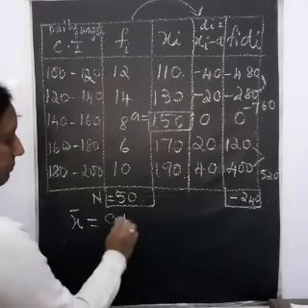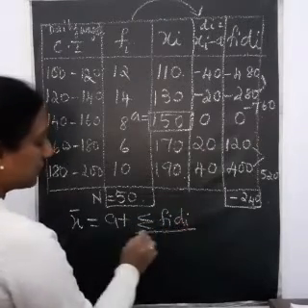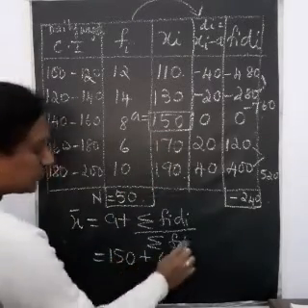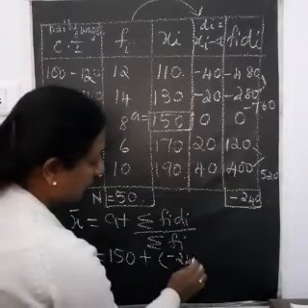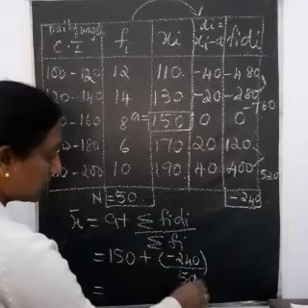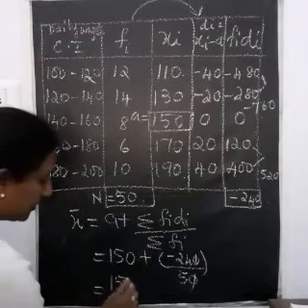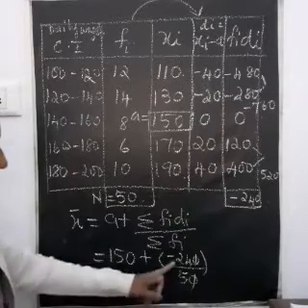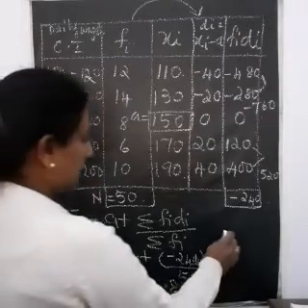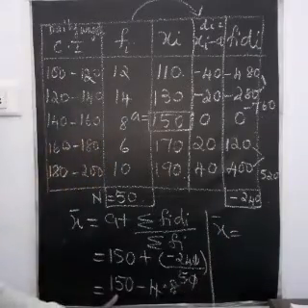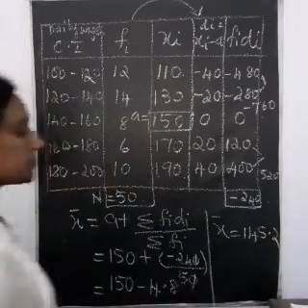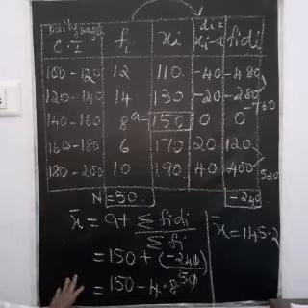So now let us apply the formula. Mean is equal to A plus sigma Fi di by sigma Fi. So my A is 150 plus, now what is this, sigma Fi di, minus 240 divided by 50. Okay. So what will you get here? This will cancel. So you'll get 150 minus 4.8. Correct. So what is the answer that you will get? X bar, the mean, is equal to 145.2.